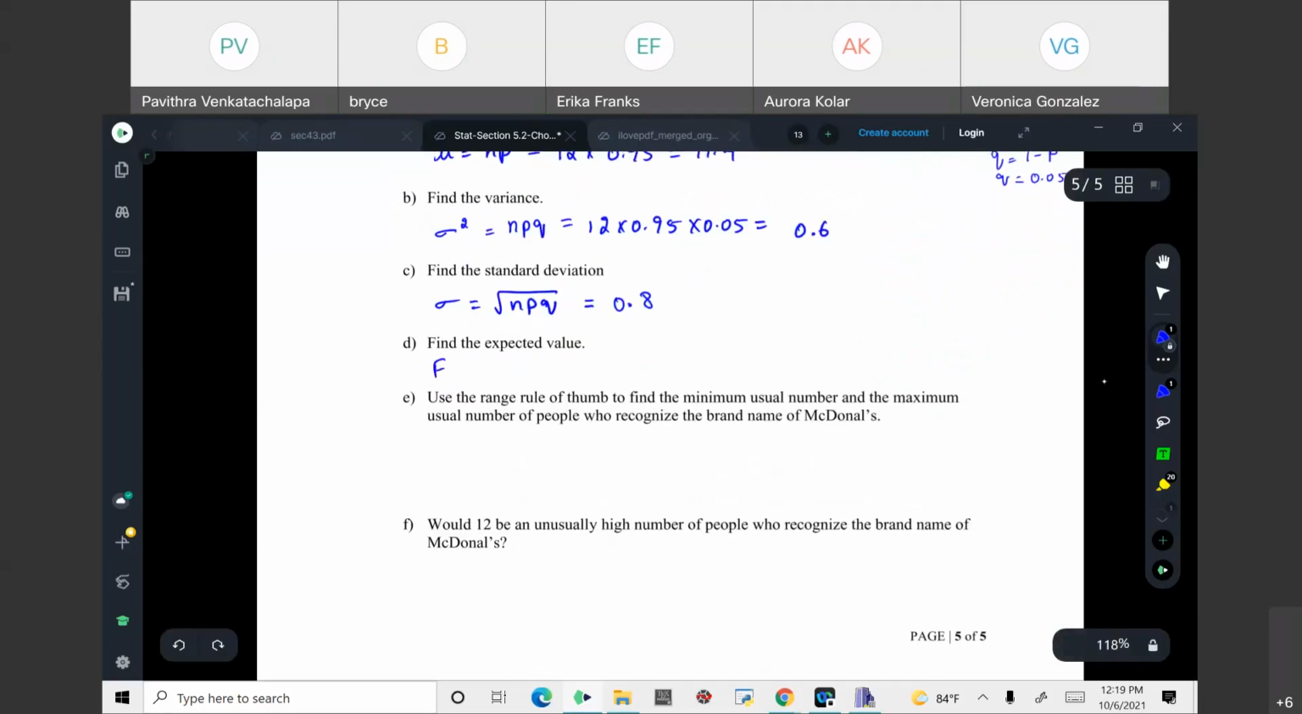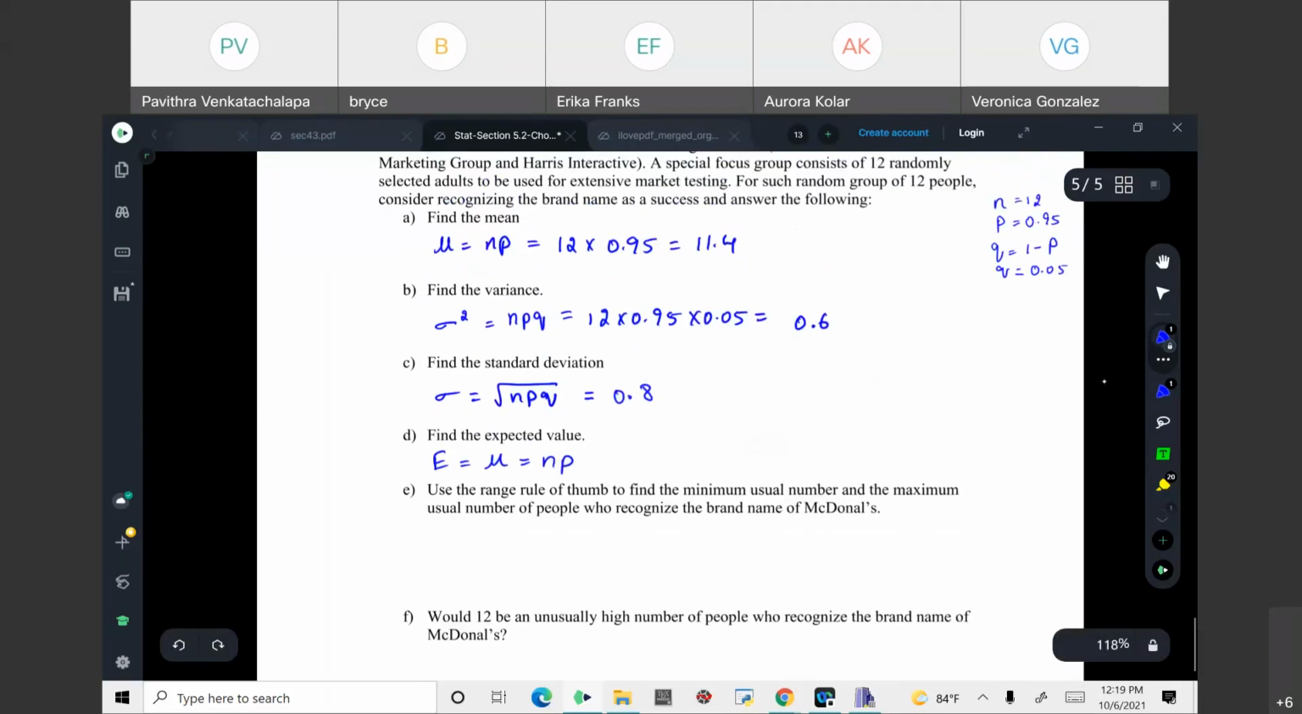Now how do you find the expected value? Do you remember in the previous class I told you expected value is nothing but the mean, right? Expected value is nothing but mean, which you already determined, which is equal to 11.4 here. Mean is nothing but expected value.